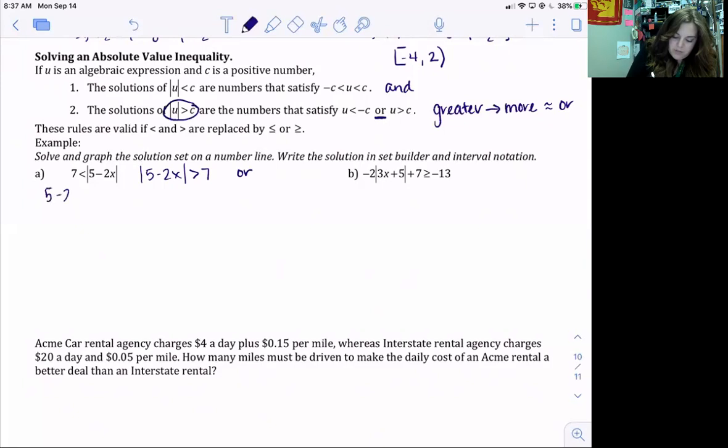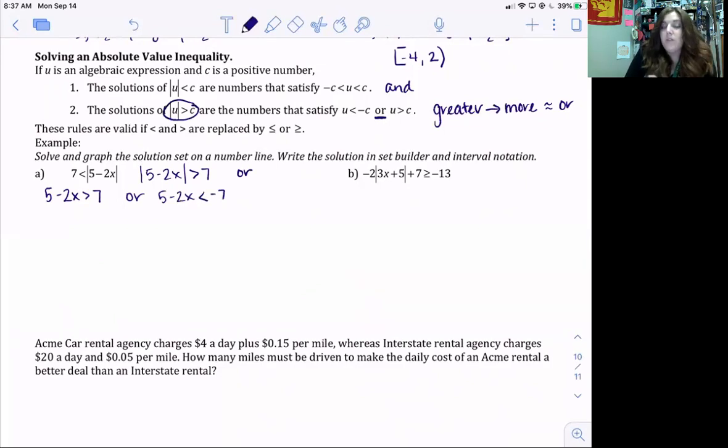5 minus 2x is greater than 7, or, and then remember absolute value, we have two equations. So now we're going to have 5 minus 2x. We're going to make it a negative 7, and we're going to flip the inequality sign.